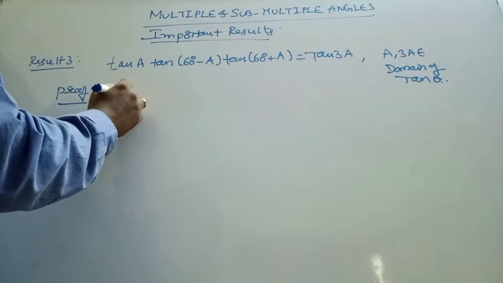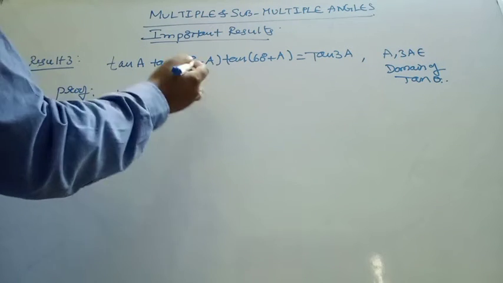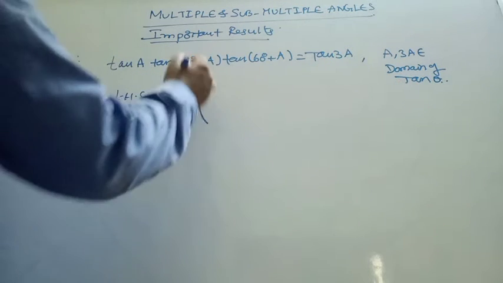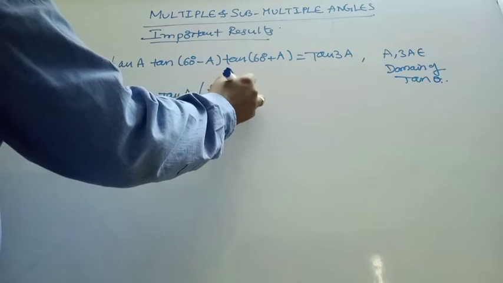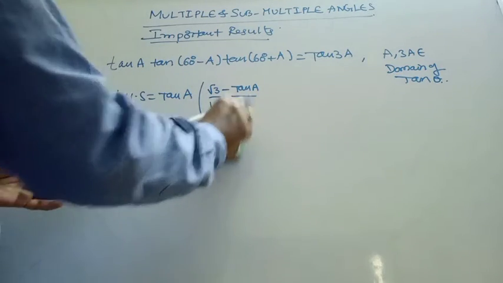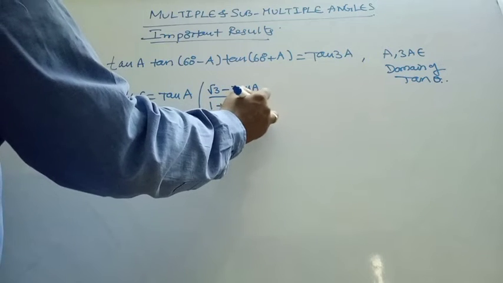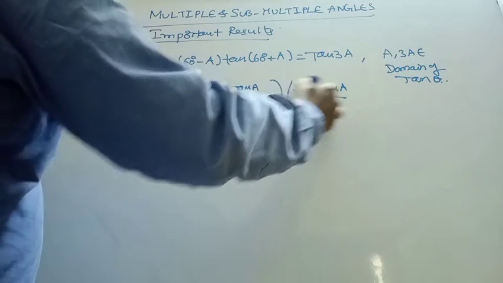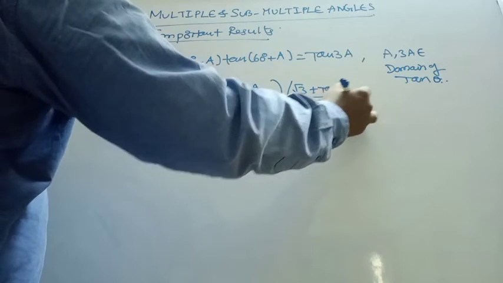We have the left hand side, which is equal to tan A, tan(60 minus A) into tan(60 plus A). Already we know the result for tan(A minus B) into tan(A plus B), which we proved already. Otherwise you can write tan(60 minus A) as root 3 minus tan A by 1 plus tan 60 into tan A, that is 1 plus root 3 into tan A. And tan(60 degrees plus A) is root 3 plus tan A by 1 minus root 3 into tan A. Already we did this, of course.